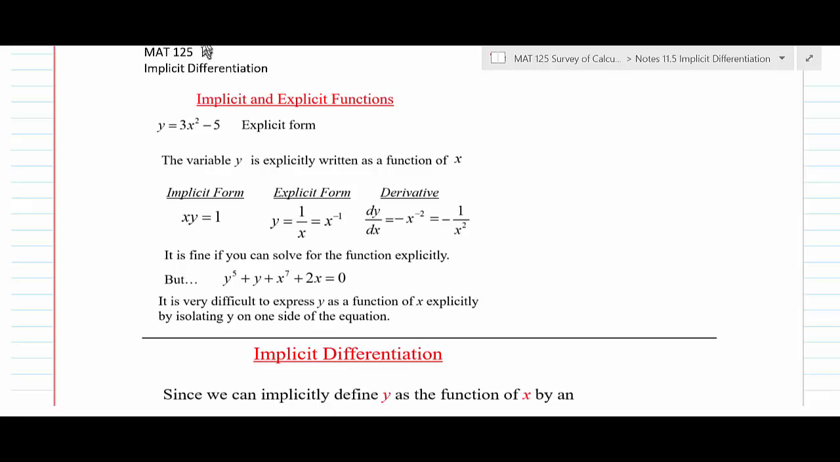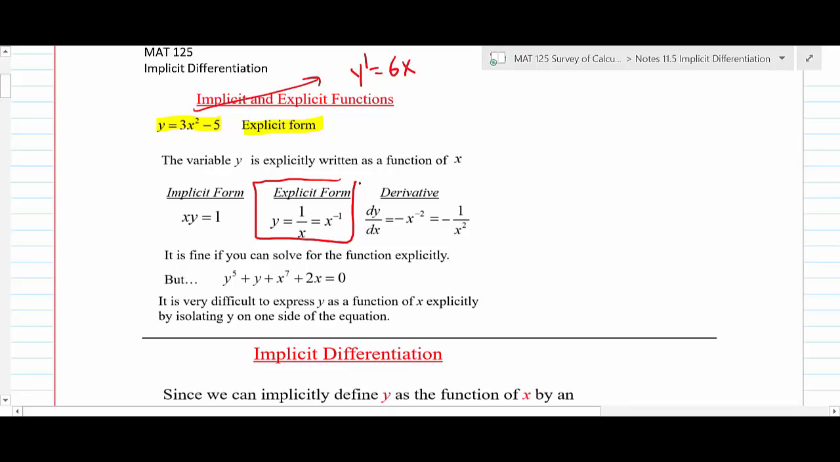So first of all, just a little bit of terminology. If you have a function that's solved for y, that's called the explicit form. You got it, and you're going to differentiate that. Like if you did the derivative of this, of course you would get y prime is equal to 6x, right? Problem would be done. Okay, this is another example. This one is explicit form. It just means that you're solved for y. And there's no problem doing the derivative when you're solved for y.